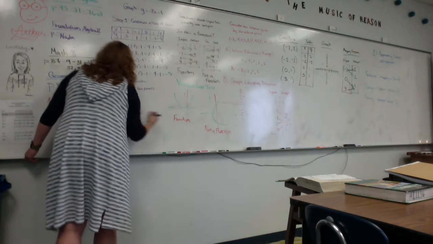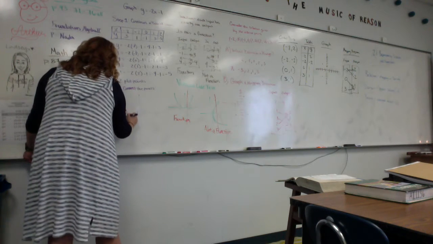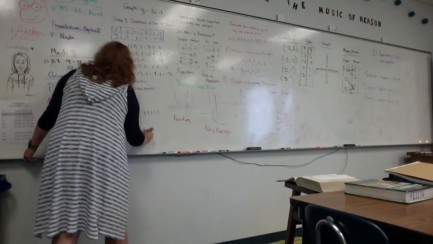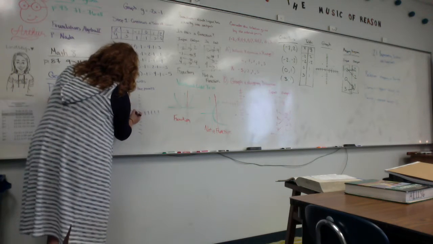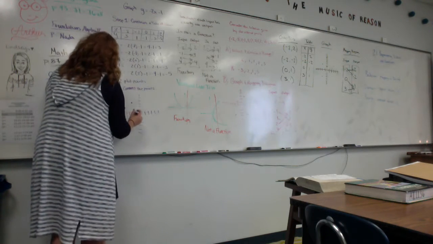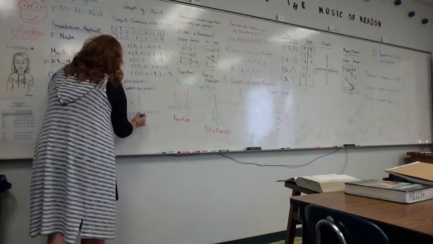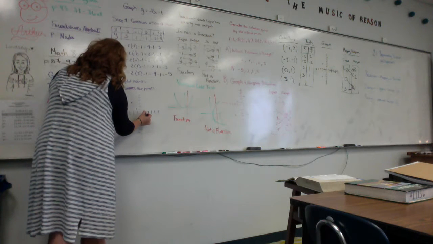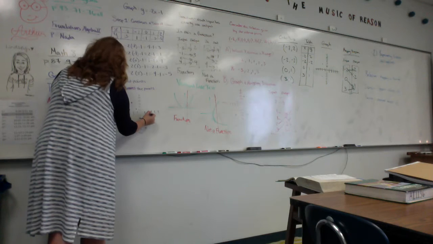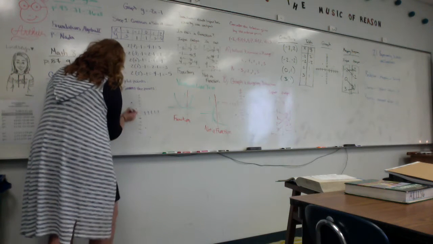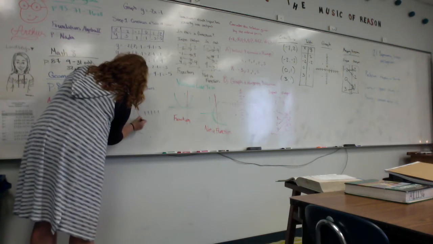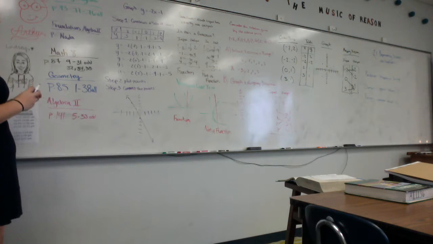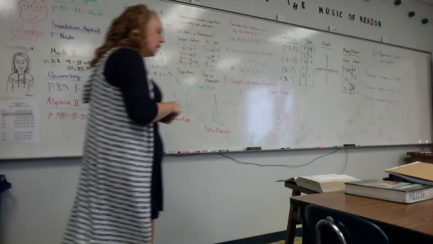So if I plot these points, 1, 2, 3, 4, 5, 1, 2, 3, 4, 5. I'm going to go to negative 2, positive 3, and plot a point. I'm going to go to negative 1, 1, and plot a point. 0, negative 1, and plot a point. 1, negative 3, plot a point. And 2, negative 5, plot a point. From there, I simply connect my dots. And now I have graphed y equals negative 2x minus 1. Okay.